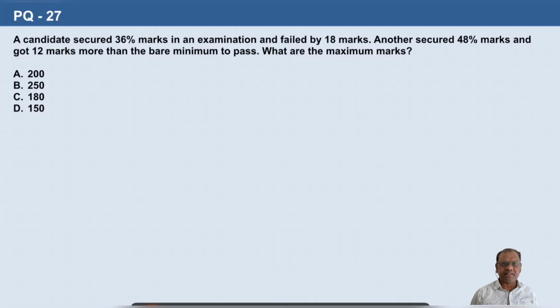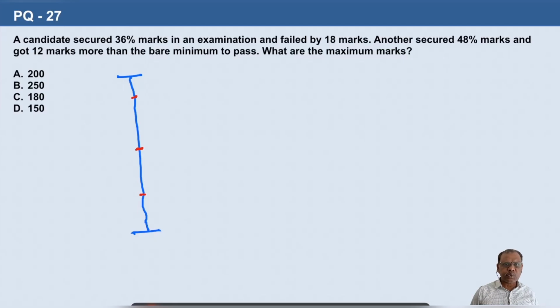Question number 27. A candidate secured 36% marks in an examination and failed by 18 marks. Another secured 48% marks and got 12 marks more than the bare minimum to pass. What are the maximum marks? So let us draw a vertical line to denote the total number of marks. So here we have the bare minimum to pass, and here we have a failed candidate, here we have a passed candidate.